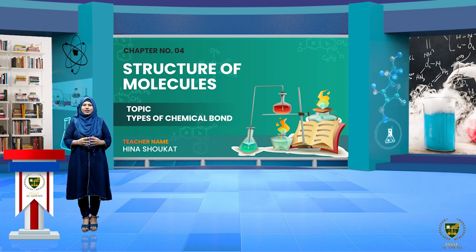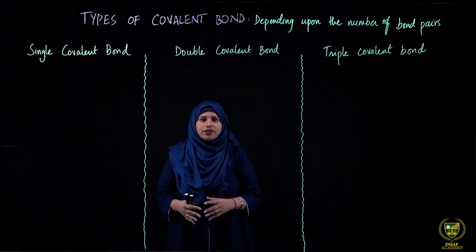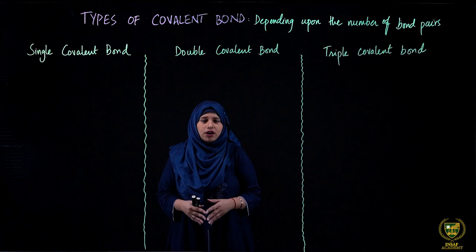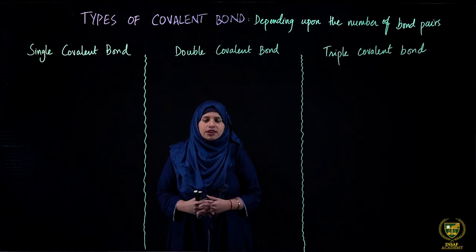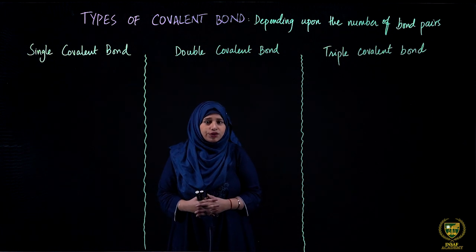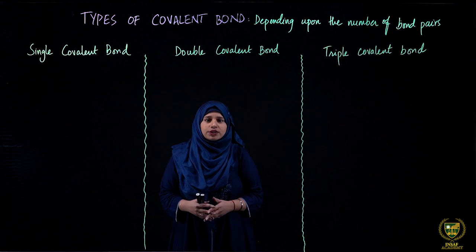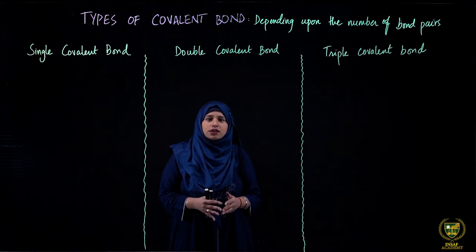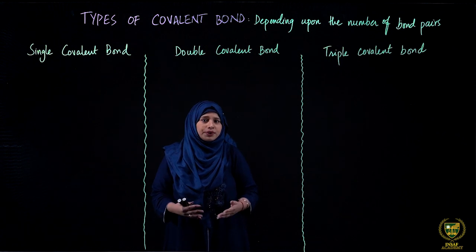So students, as you know, in our previous lecture, we discussed what is a covalent bond and we did some examples related to it. But in this lecture, we are going to discuss in detail the types of covalent bond. As we know, there is not only one bond pair involved in a covalent bond all the time. There could be more than one bond pair as well.